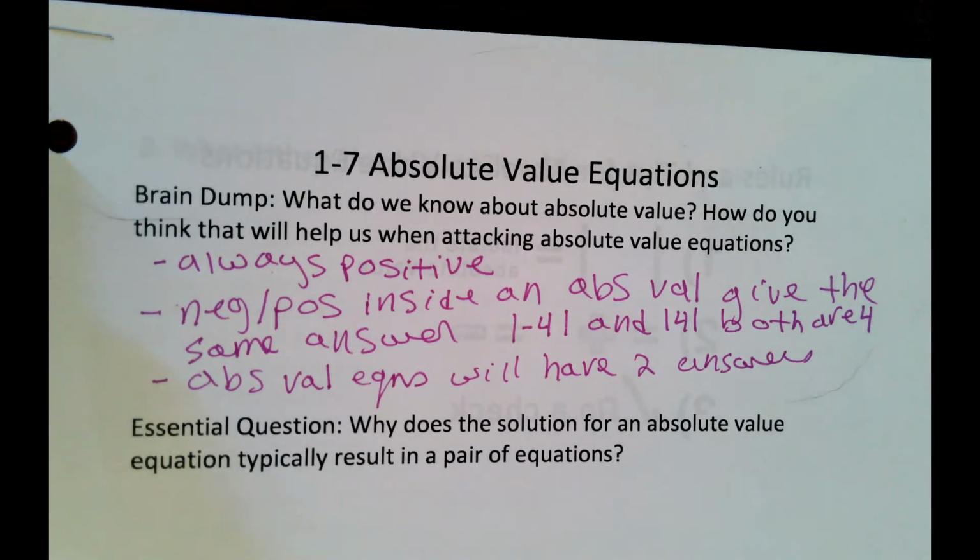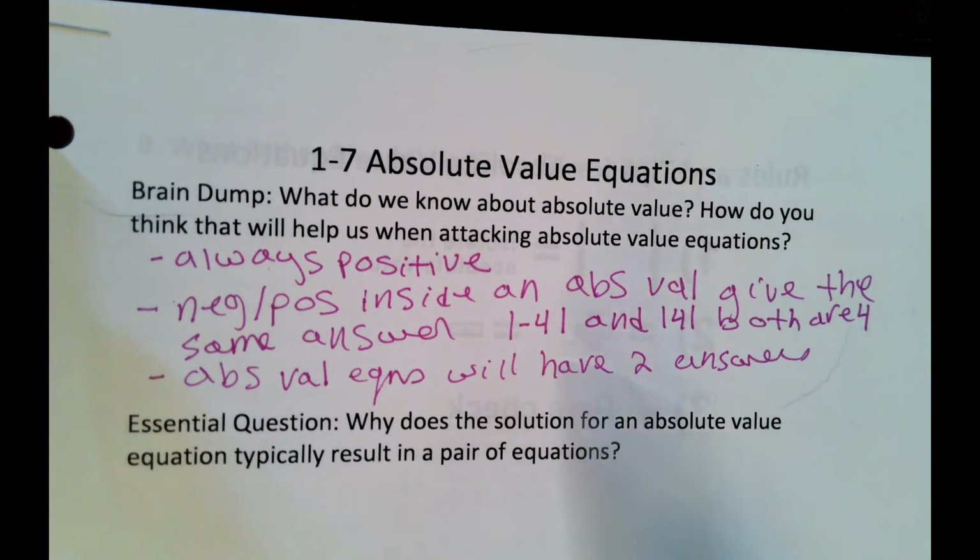Why will it have two answers? That's our essential question. Why does the solution for an absolute value equation typically result in a pair of equations? Well, that's because we have to account for both cases. You see where if I say equals 4, it could be a 4 or a negative 4. We have to account for both cases inside of our absolute value.